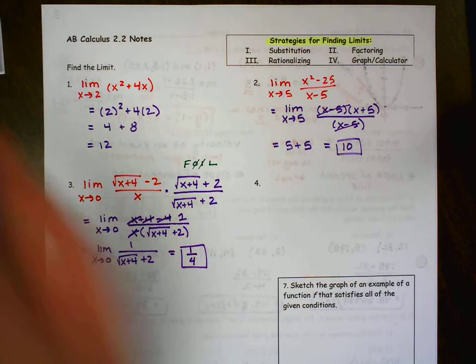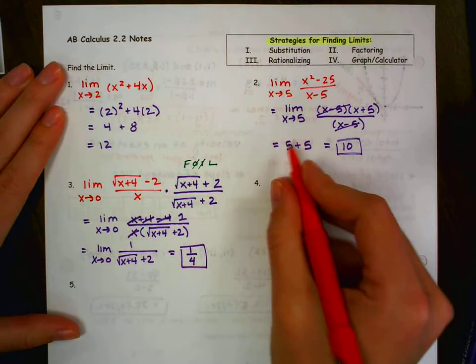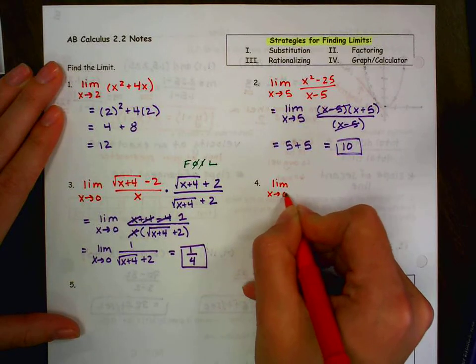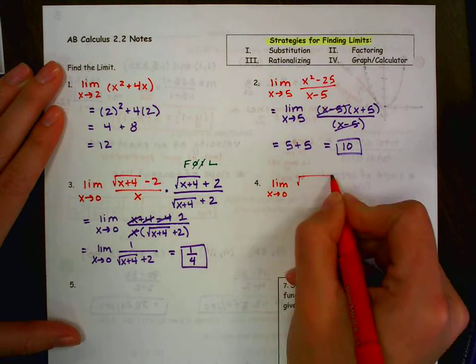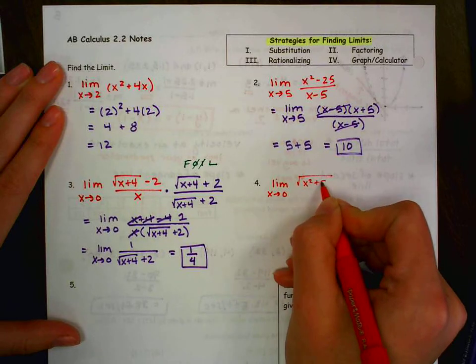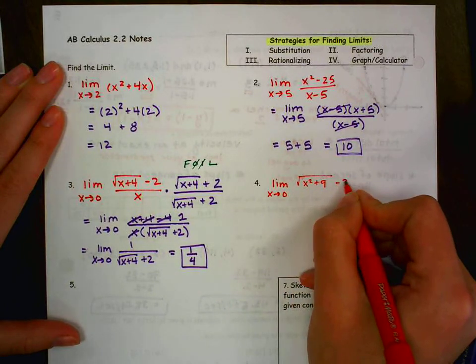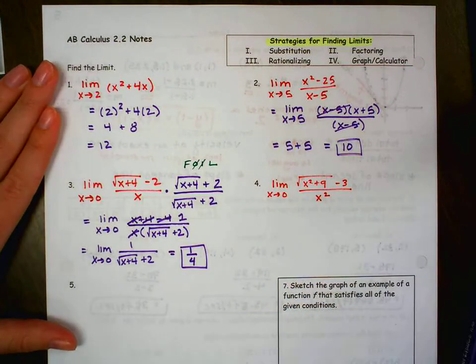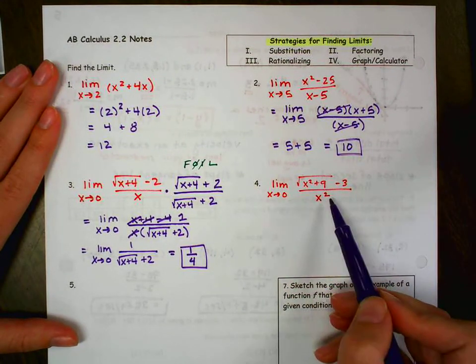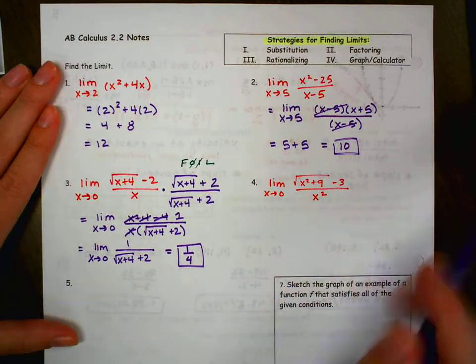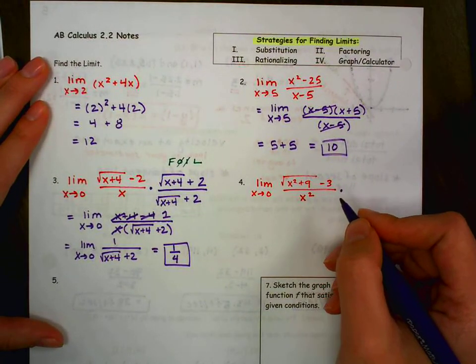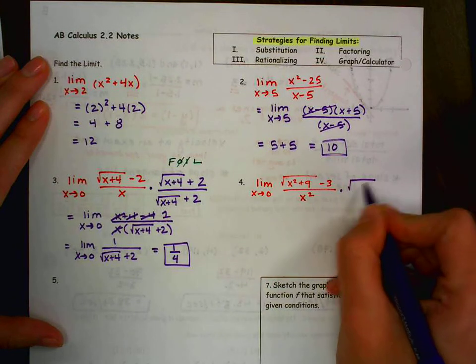Okay, let's do another one. Let's find the limit as x approaches 0 of the square root of x squared plus 9 minus 3, all over x squared. Well, we can't plug in 0 because that's going to give us a 0 in the denominator. So let's multiply by our conjugate.